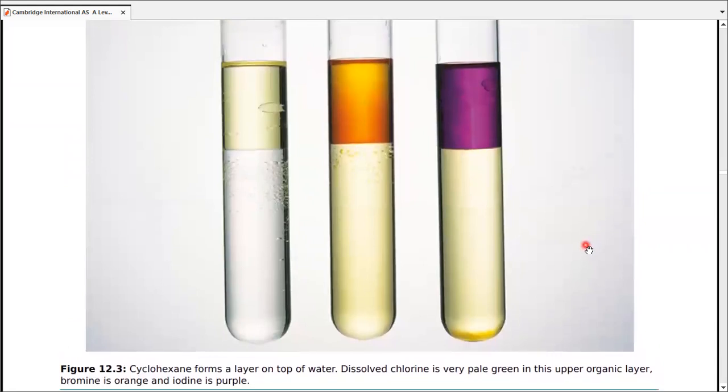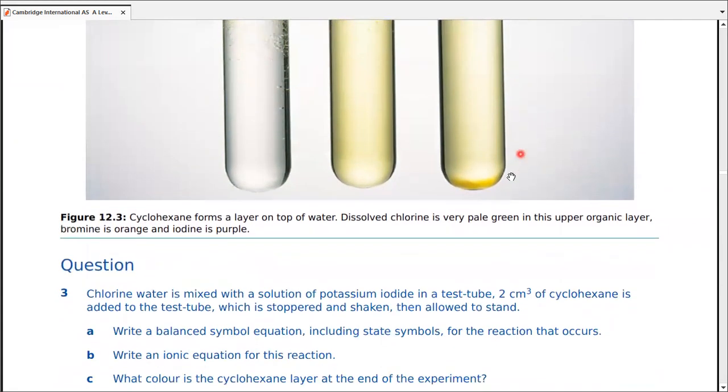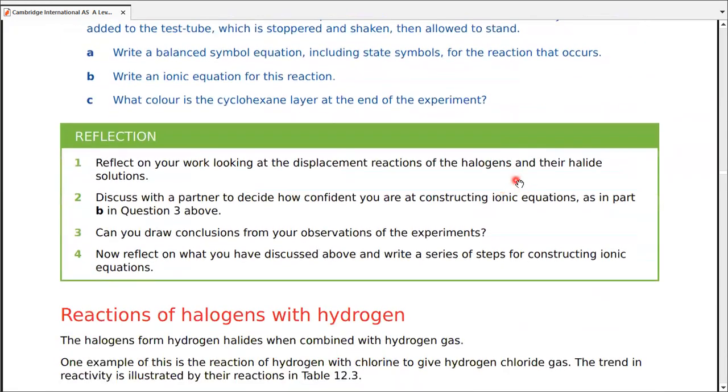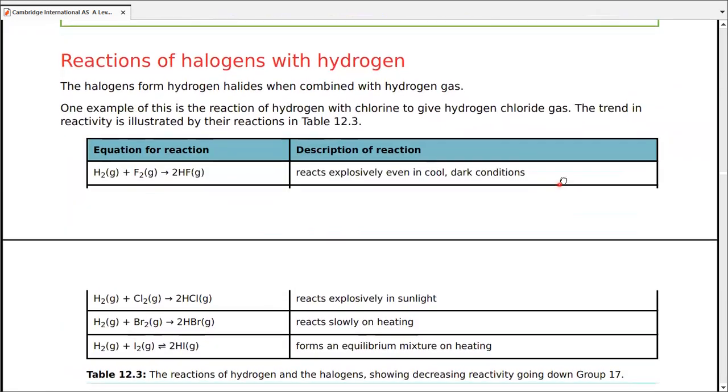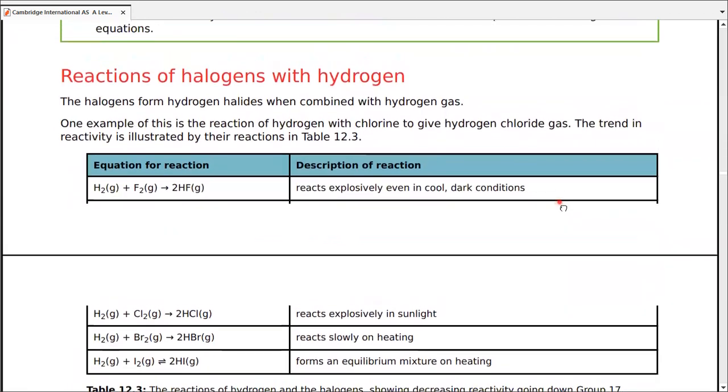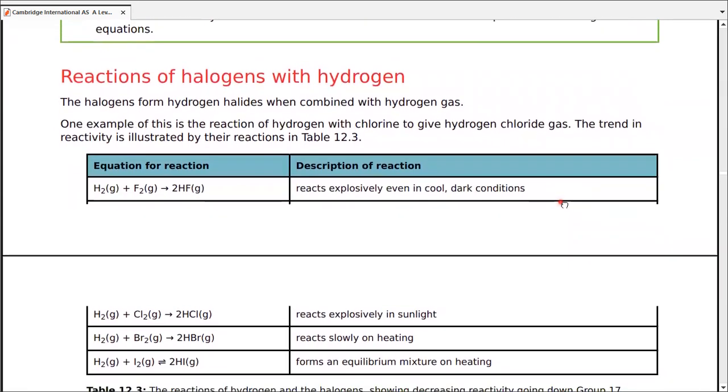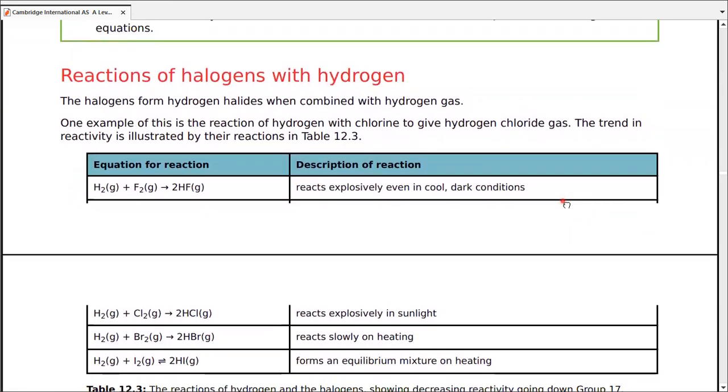So cyclohexane forms a layer on top of water, clearly telling you that water has more density and cyclohexane has less density. Dissolved chlorine is a very pale green color in the upper organic layer, of course. Bromine is orange, iodine is purple. These colors give you a very good idea what they should look like. Since in aqueous medium they were giving the same colors, it's a little bit harder to identify them in aqueous medium. That's why we used an organic or non-aqueous medium.